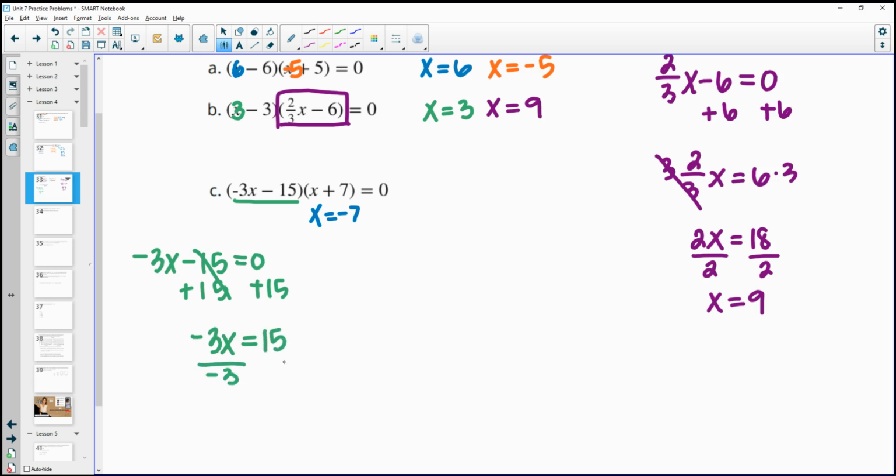Divide by negative 3 to undo that multiplication by negative 3. And negative 3 divided by negative 3 is 1, so just 1x. 15 divided by negative 3 is negative 5, and we get x equals negative 5 for this equation.